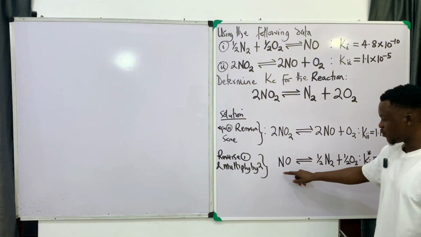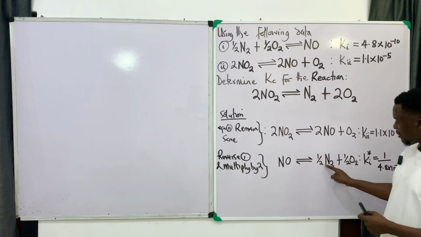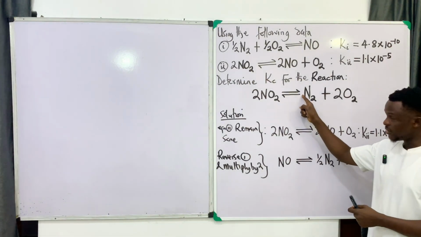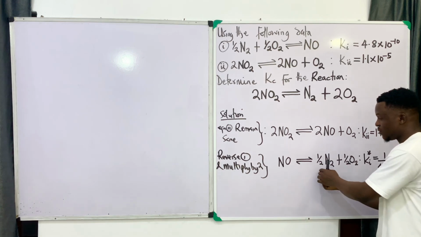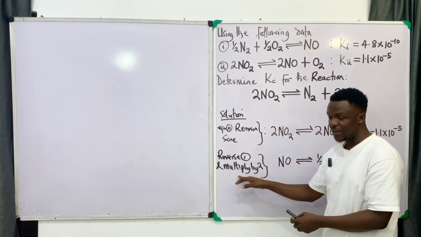Remember, what we just did here is reversing. So N2 is now on the product side, but the mole is not the same thing as what we have here. The mole here is 1, right? This guy is still half. So we need to multiply by 2. That is why I said reverse 1 and multiply by 2.